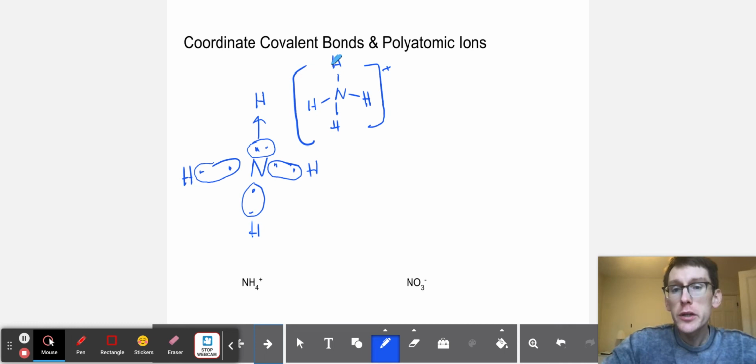Now, could you get to this Lewis structure without using a coordinate covalent bond? Absolutely. You could, and there's nothing wrong with that. The way that you would do that is instead of taking the electron away from this hydrogen, you take it away from the nitrogen.